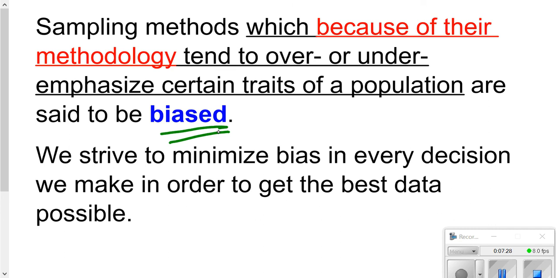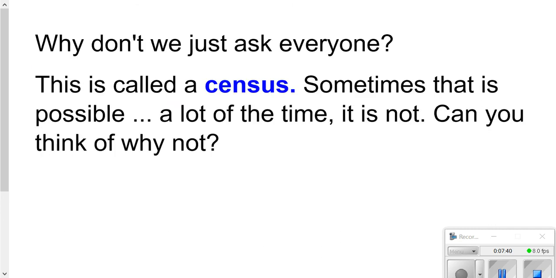Now, if we are good statisticians, we strive to minimize bias. And sadly, bias is just one of those things. You never fully get rid of it, but you try your hardest to make it as small as possible, because by using randomness, we can minimize our bias. Now, you might be asking, why don't we just ask everyone?